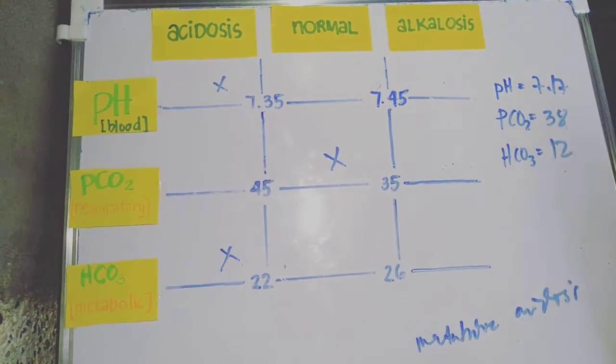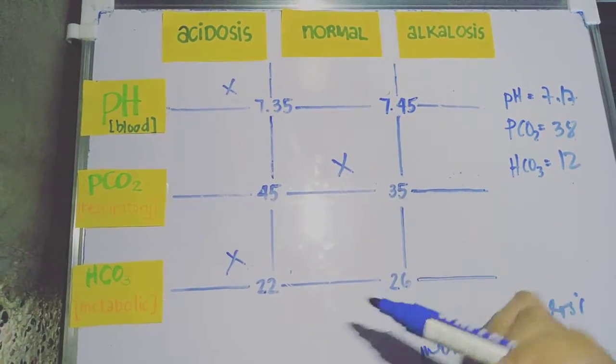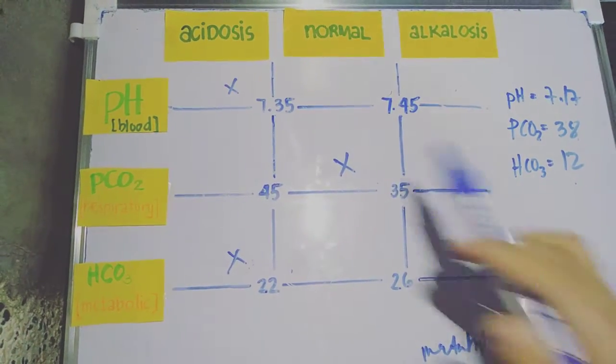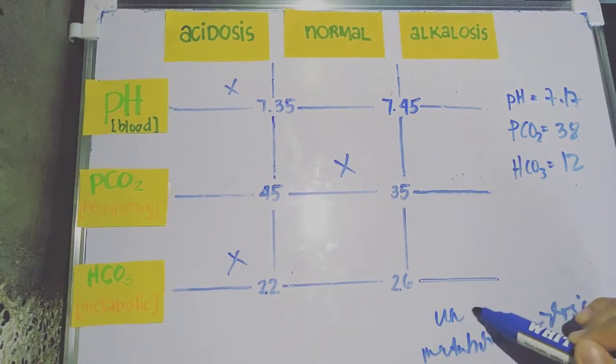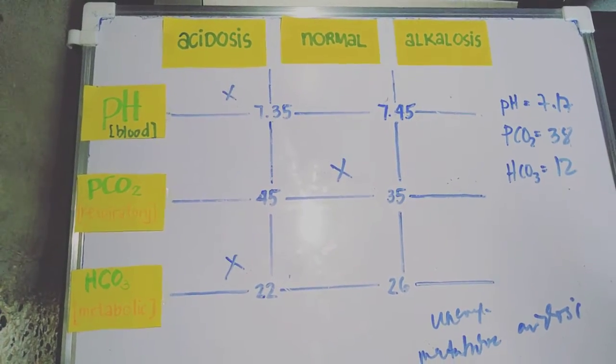And the CO2 is normal, so the CO2 is not really compensating or not doing anything to compensate for the pH of the blood. So we have uncompensated metabolic acidosis.